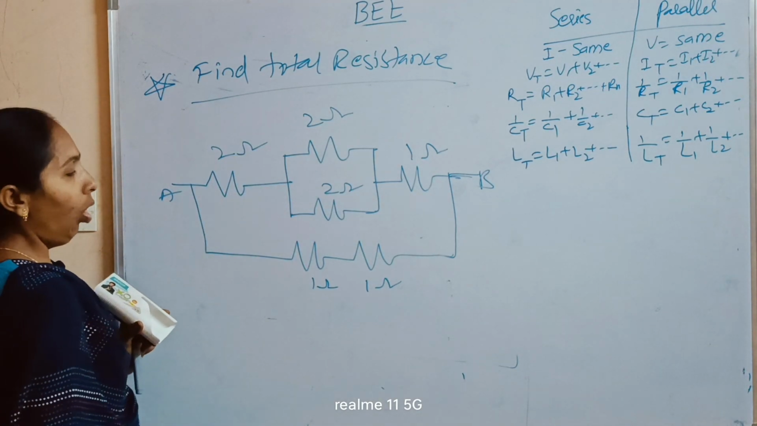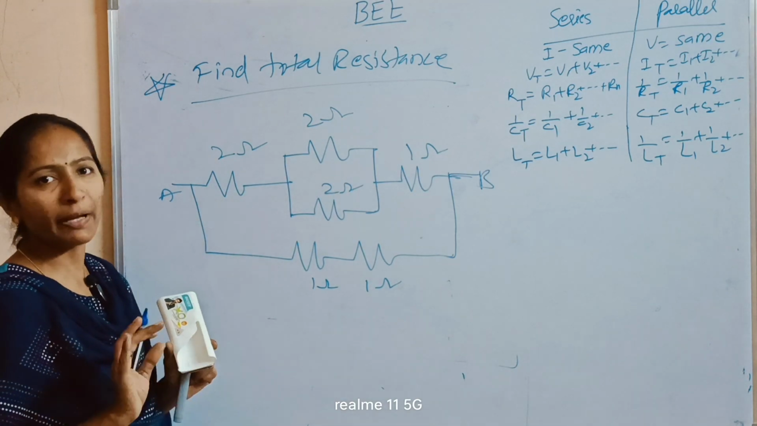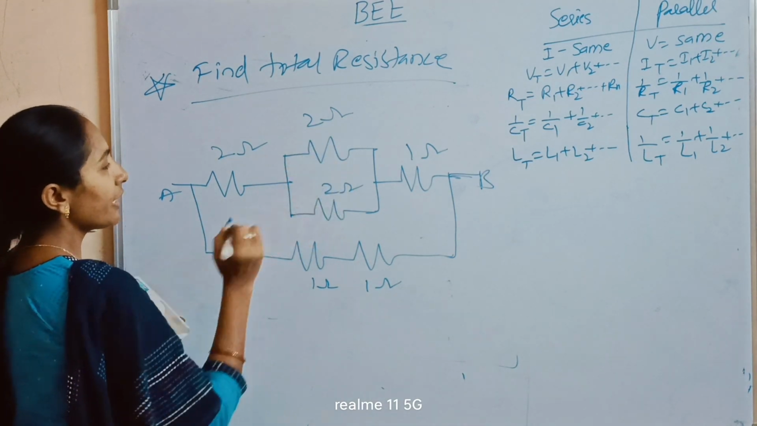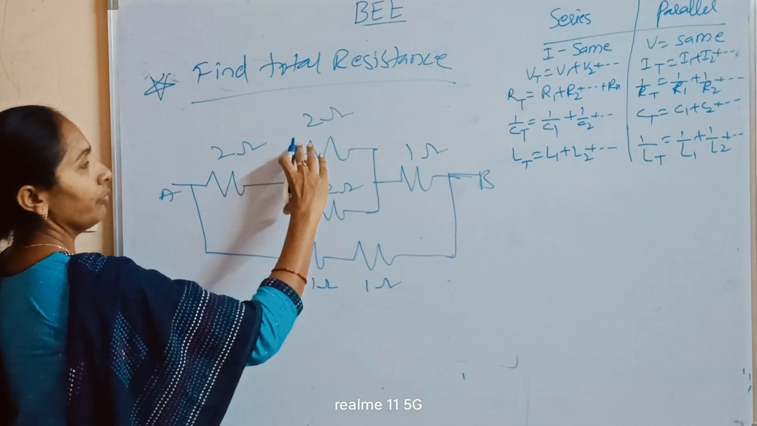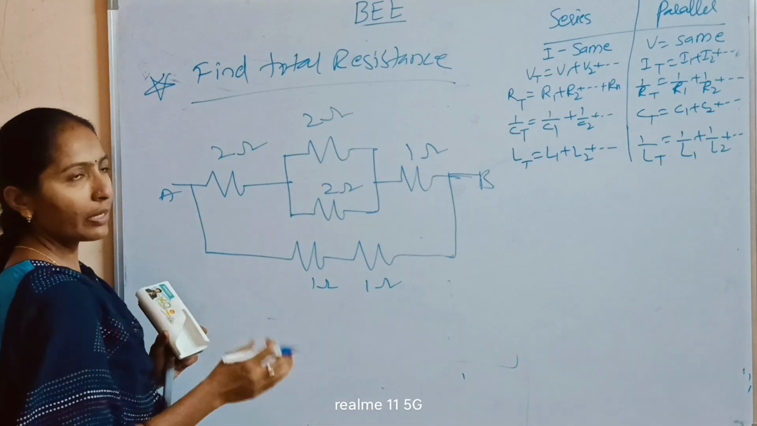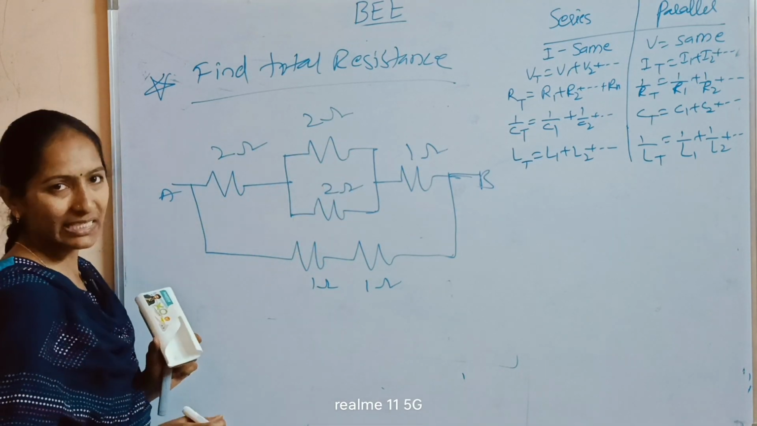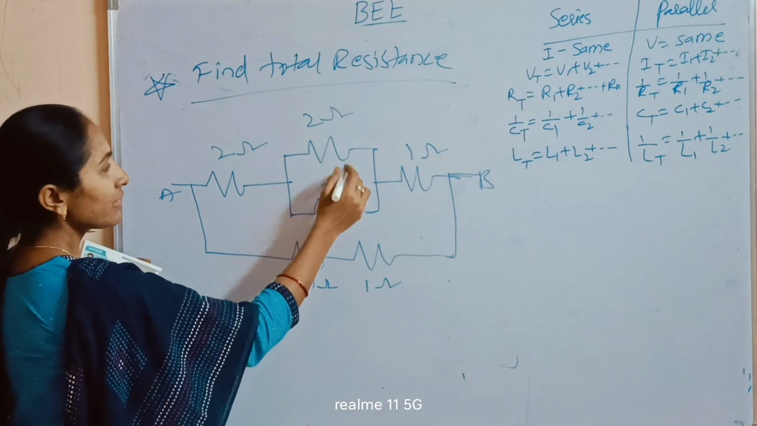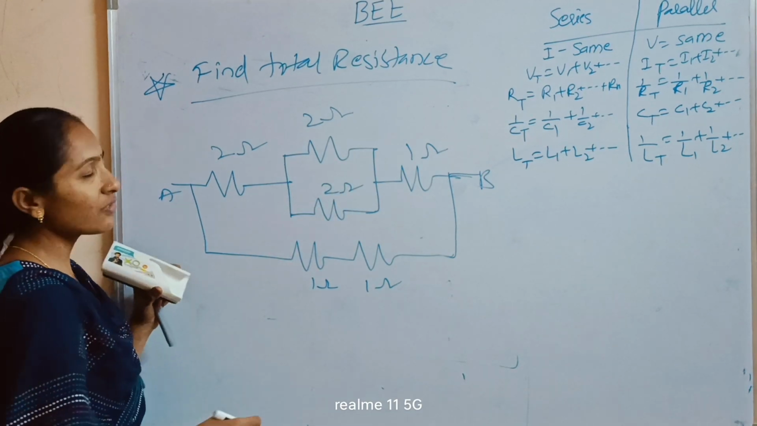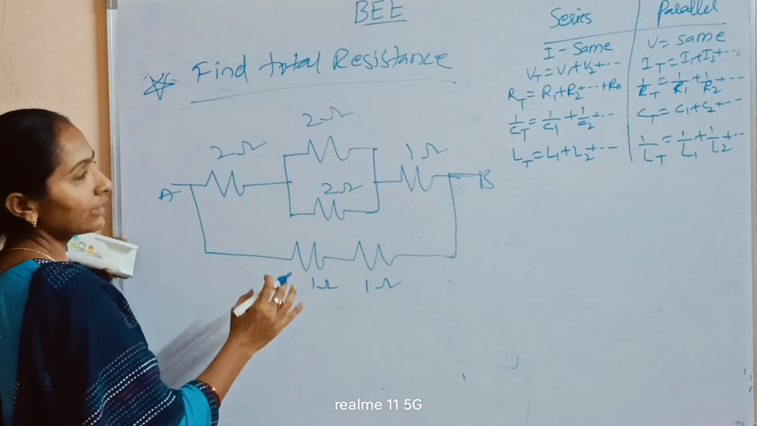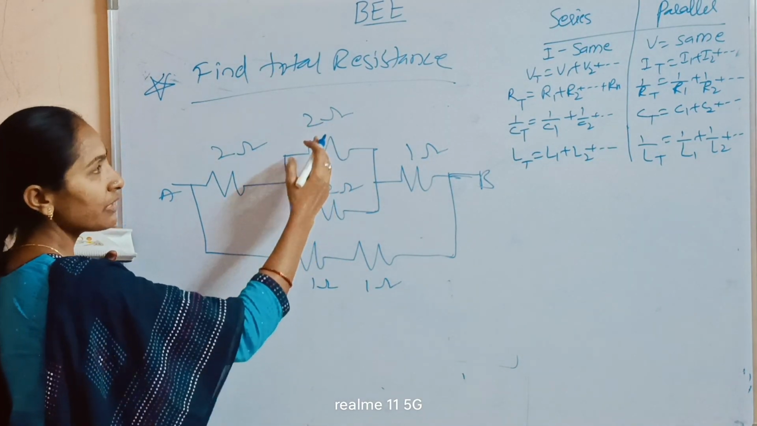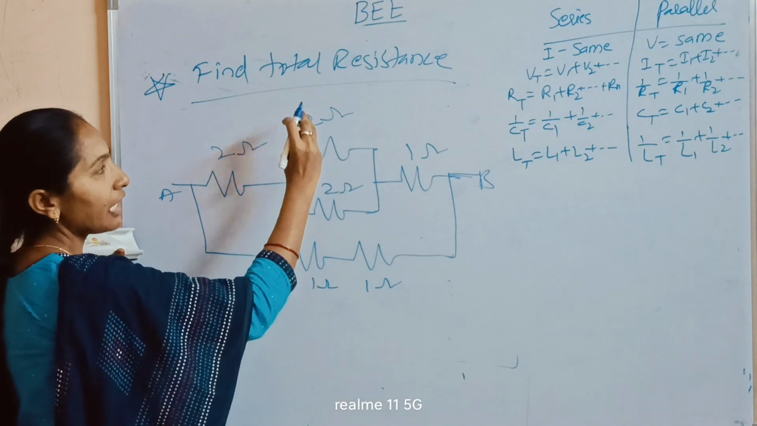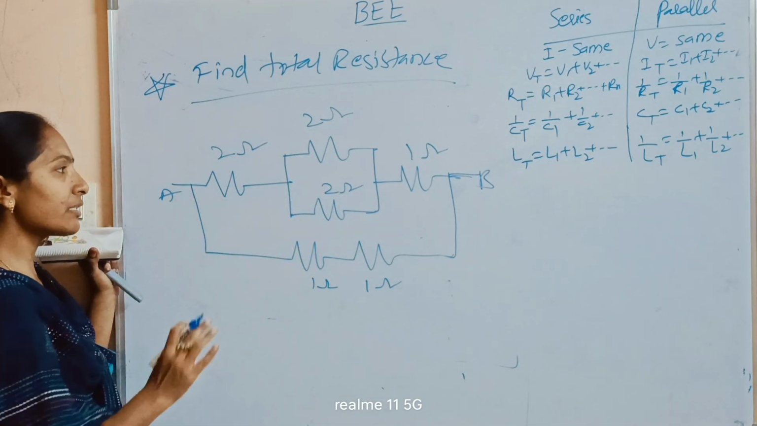So first of all, consider the parallel. Here these two are in parallel. So based on the parallel connection formula, we can get one total resistance here. So what is the formula for total resistance when connected in parallel? That is 1 by R1 plus 1 by R2. That is nothing but R1 R2 by R1 plus R2.